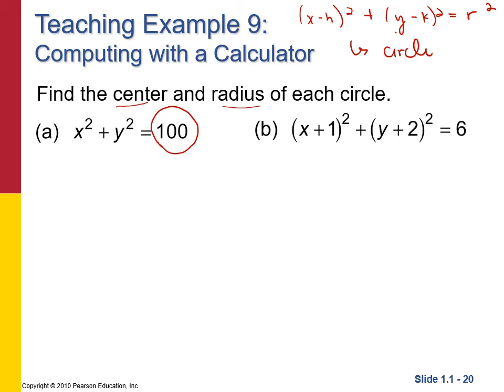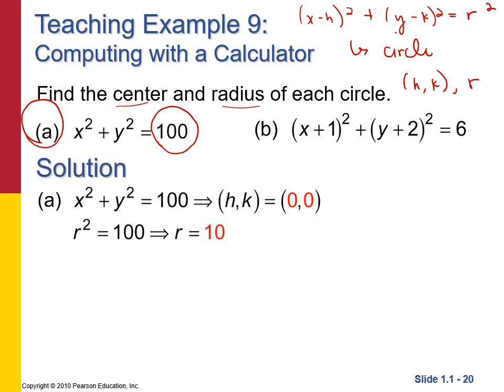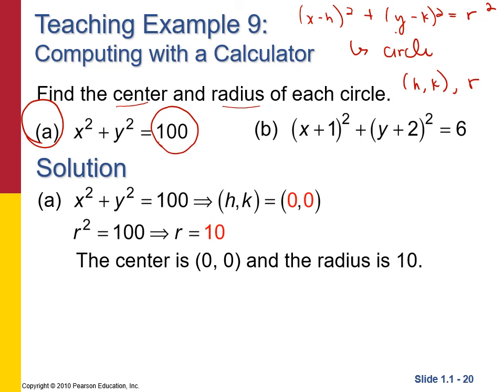So you can kind of guess the center is actually (h, k) and the radius is r. So let's take a look at A. In this case, it's (0, 0), because for h, there's nothing here. There's no x minus anything. So it's just 0. And if r squared is equal to 100, you take the square root of both sides, and that gives us r equals 10, which is how they got their answer here. So the center is (0, 0), and the radius is 10.